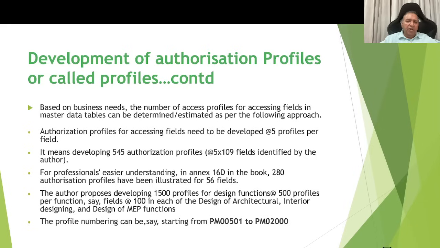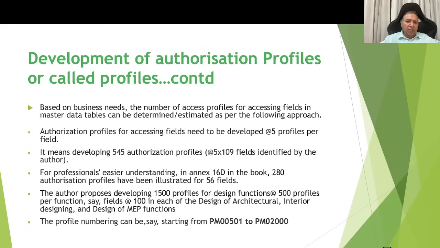Authorization profiles for each field to be developed at the rate of 5 profiles per field. It means 545 authorization profiles need to be designed and developed for 109 fields, which I talked about earlier. Now, for professionals' easier understanding, in my book, in Annexure D, 280 authorization profiles have been illustrated for 56 fields. 56 fields into 5, which is 280.